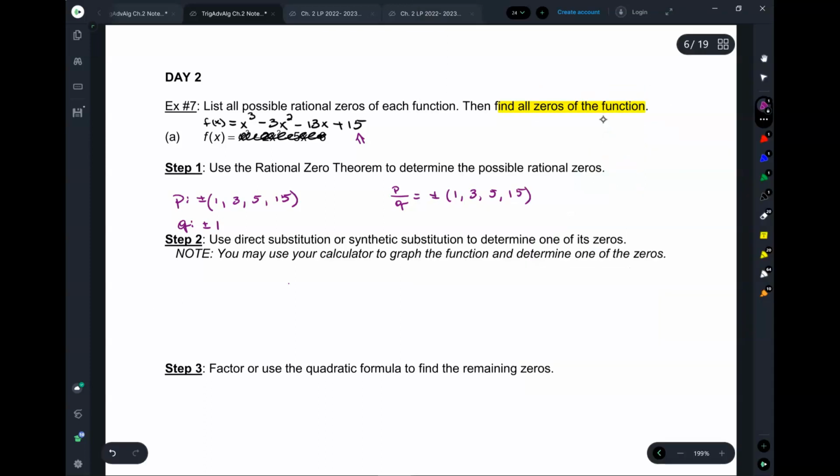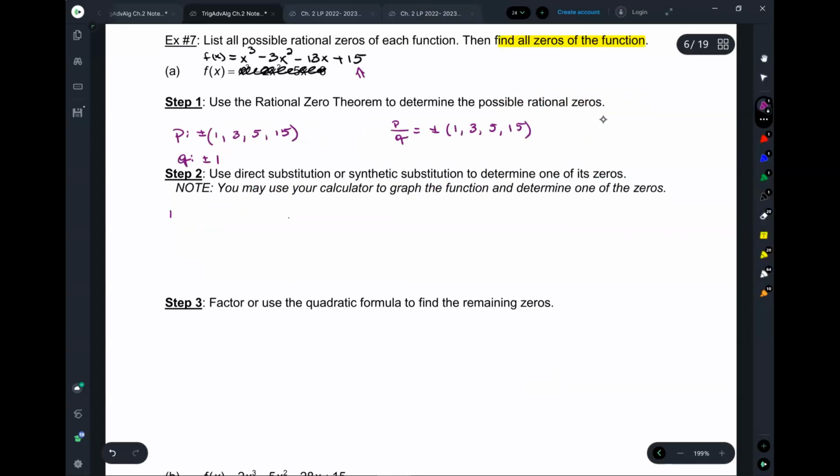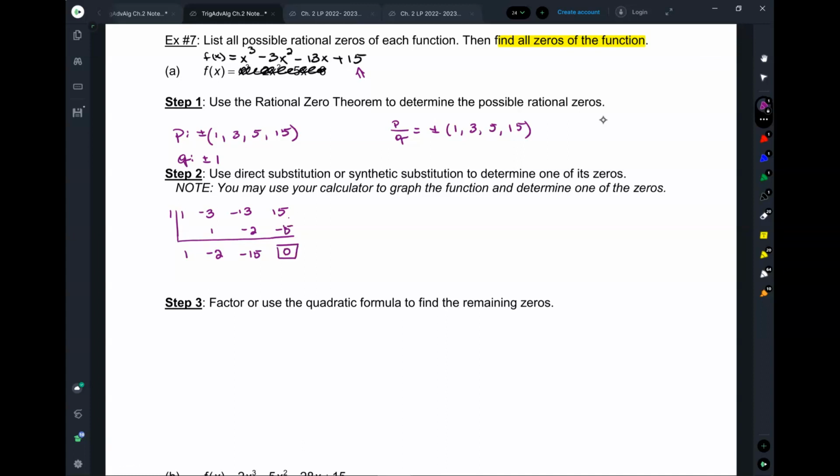So what I do is this. I'm going to do synthetic substitution with 1. So here I put in 1, negative 3, negative 13, 15. Exponent of 3, 2, 1, 0. We're good. 1 comes down. 1, negative 2, negative 15, 0. Okay, you need to get that 0. And now, we expected that because this is a solution of the function.